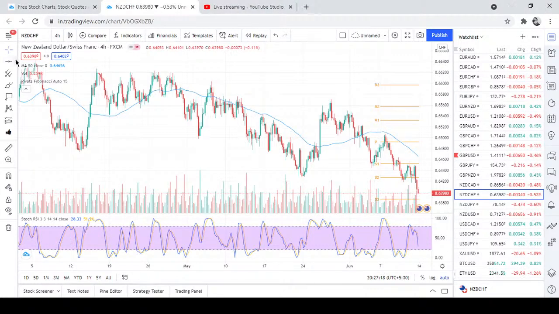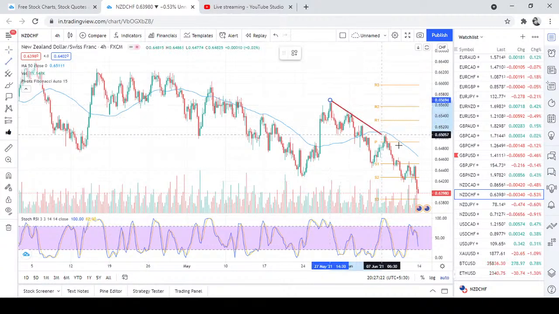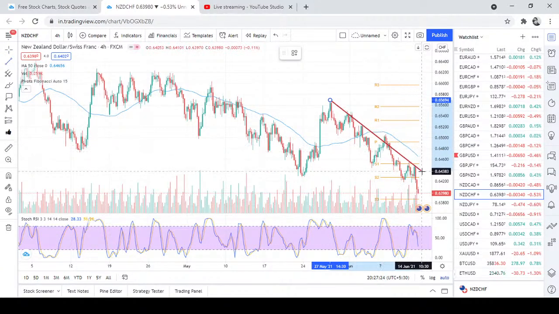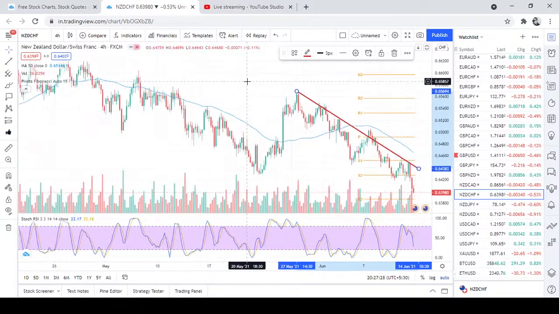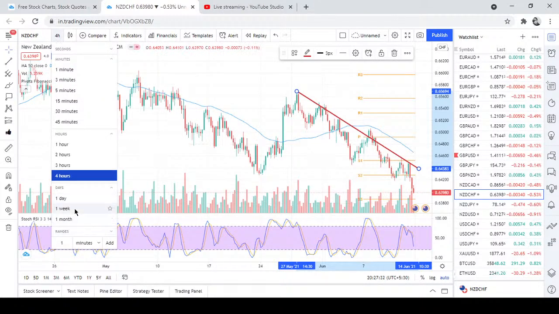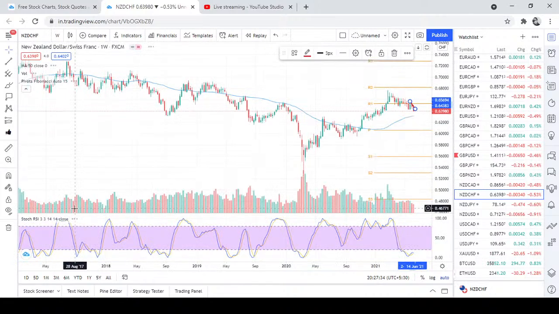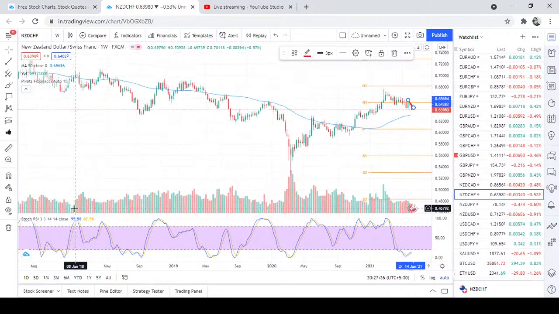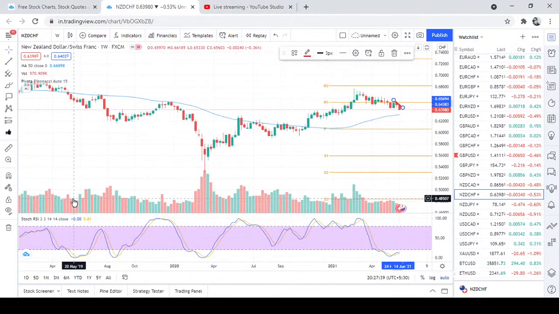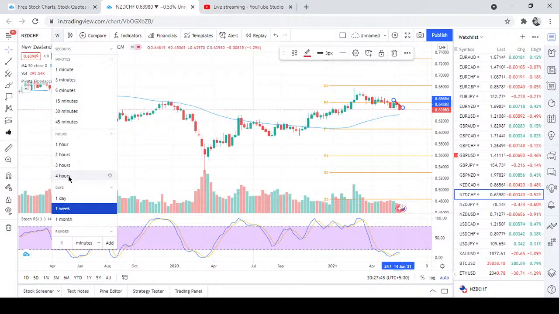And I think I can also draw a trend line here. Yes, I can draw a trend line here. Before discussing the strategy, let me see what the weekly time frame is doing. This is the weekly time frame, and there is not much on it for the Monday.